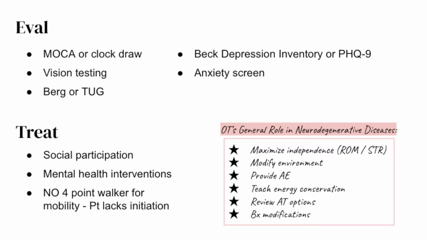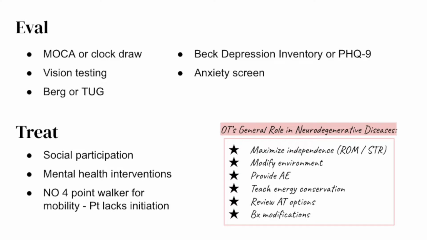So for evaluation, the MoCA or clock draw assessments are going to be appropriate, as well as vision testing, because in some cases vision is impacted in Parkinson's disease. The Berg or the TUG will be appropriate to assess balance, and then the Beck Depression Inventory, as well as other depression screens or anxiety screens, will also be appropriate because there are psych components with this disease.